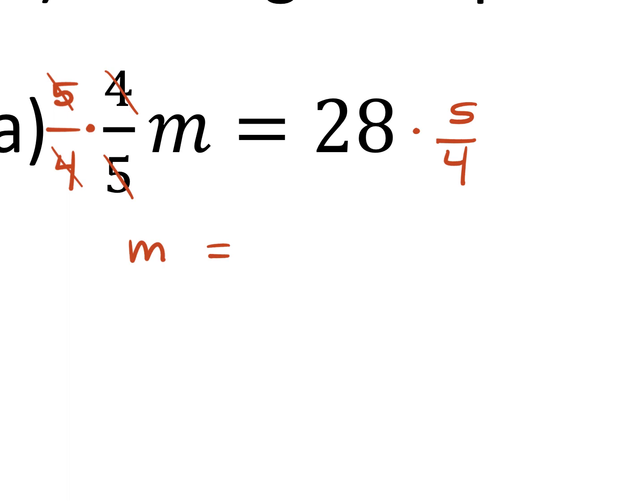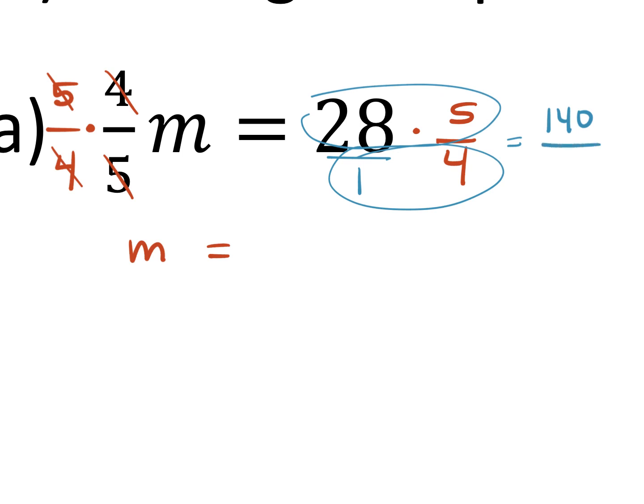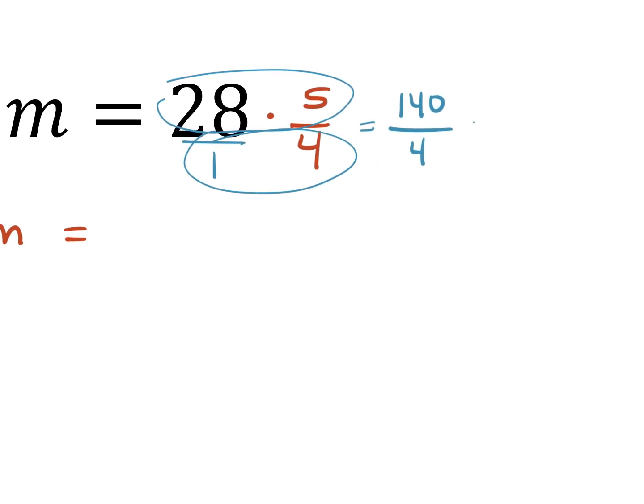Are you the type of person, and this is just a question for you, it doesn't have to be what everyone else thinks. Are you the type of person that is going to see this as 28 over 1 times 5 over 4, multiply straight across? So 28 times 5 is 140 over 4, and then reduce that. 140 over 4 is 35. Okay, that's one way you could do it.